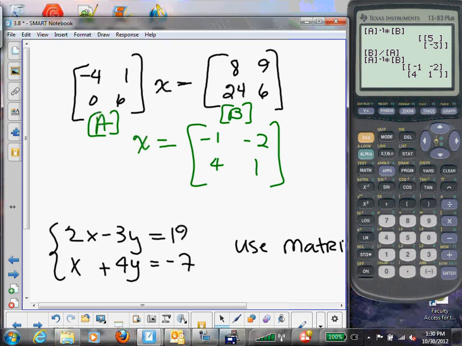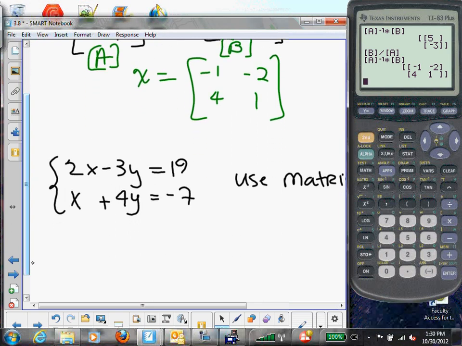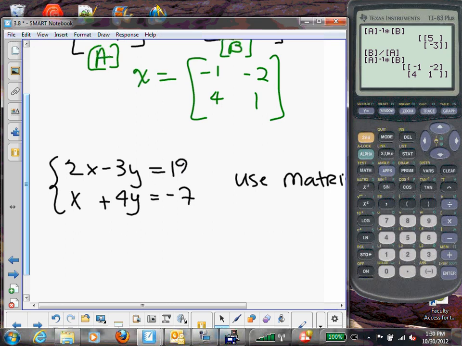Okay. All right. So here's the beauty of matrices. You know, substitution and elimination. You don't have to do it. You can use matrices.